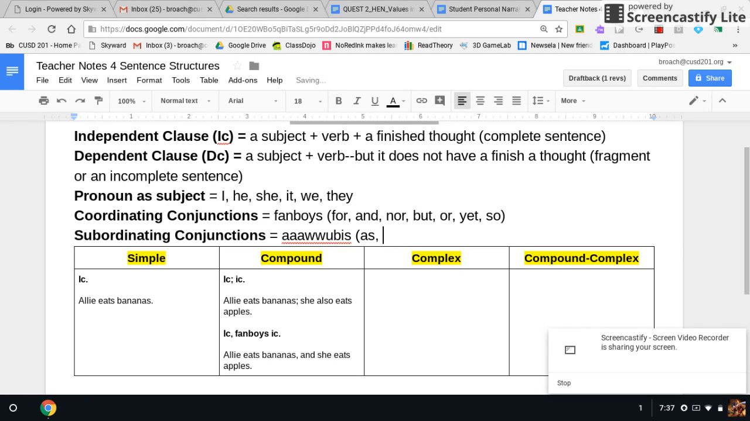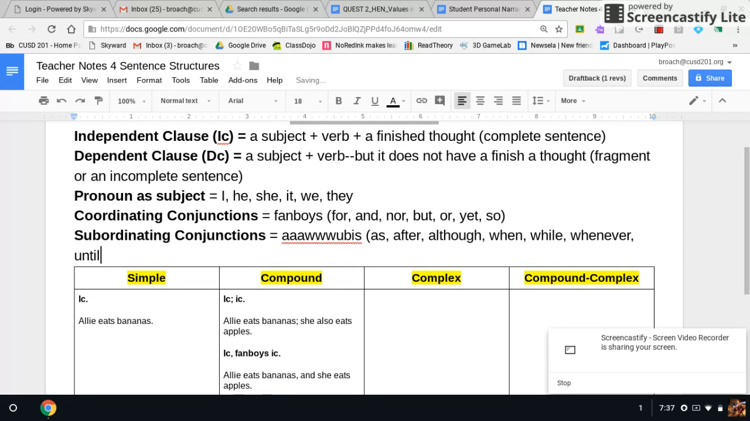So it's like, you can use the word as, after, although, when, while, whenever. So there's another W in there. So awubis. So when, while, whenever, until, because, if, and so. And actually, there's one more B in there because we could also use the word before. So before is another subordinating conjunction.